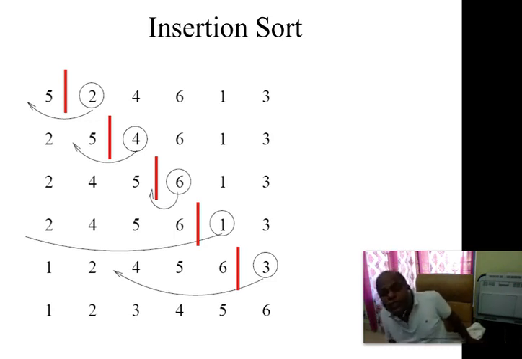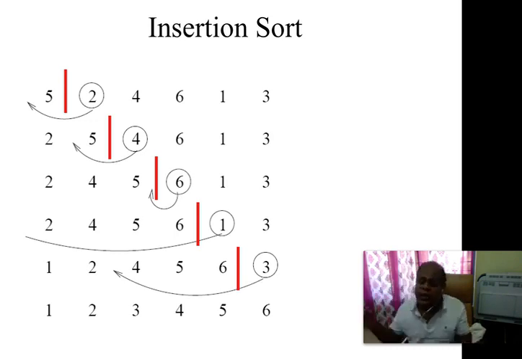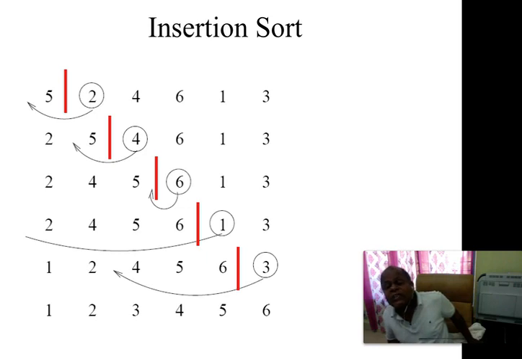Why are we calling it insertion sort? Because in an already sorted array, you are taking a new element and you are putting it in its position such that the new array, which is the old sorted array plus the new element, the whole will be sorted. Hence we call it insertion sort, because we are inserting the element in its position such that the new array is sorted.